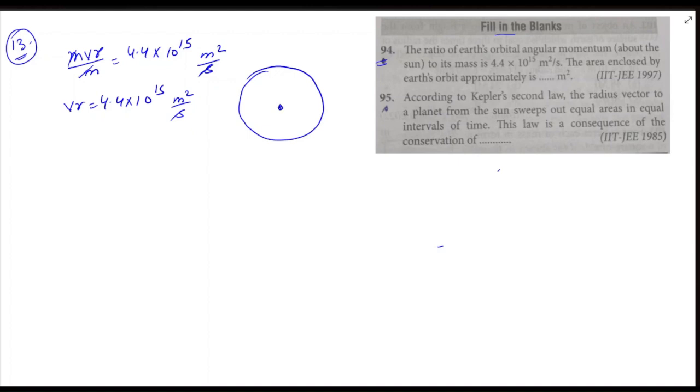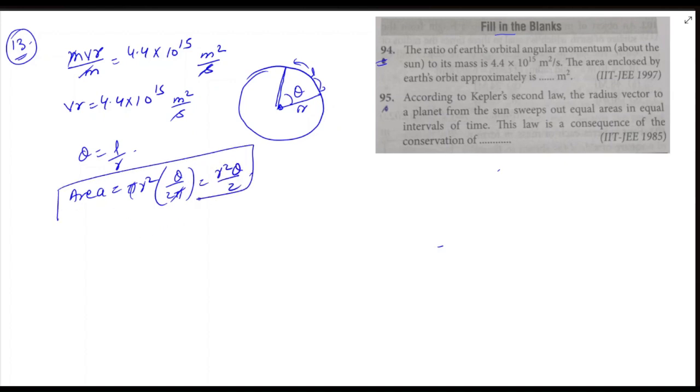So let's say in some time t, the angle covered is theta and the length it is covering is L, and this is R. So we know theta is L by R. So area in this time will be pi r square times theta upon 2 pi. So we have r square theta upon 2, right? In this time t. Now this is v. So v is actually L by t.